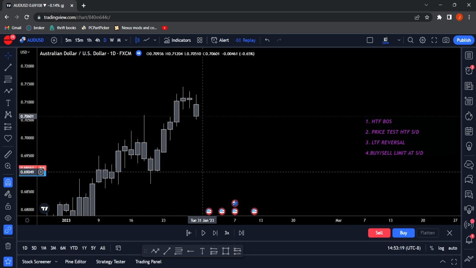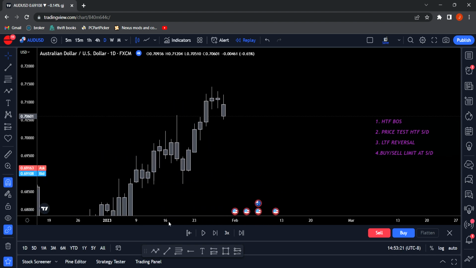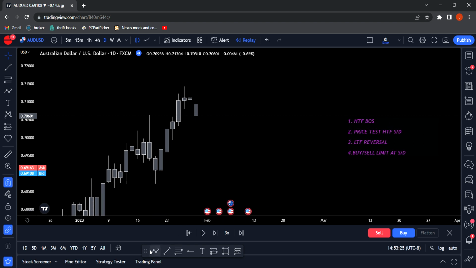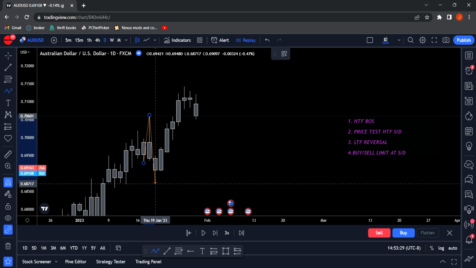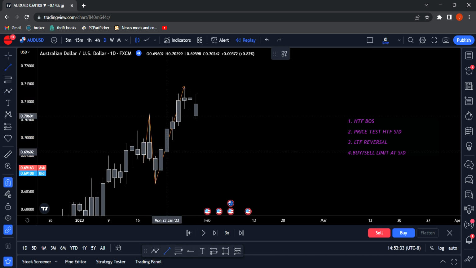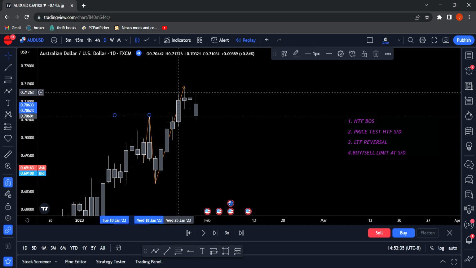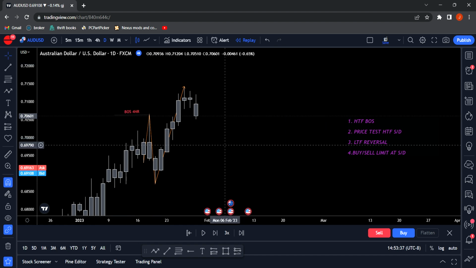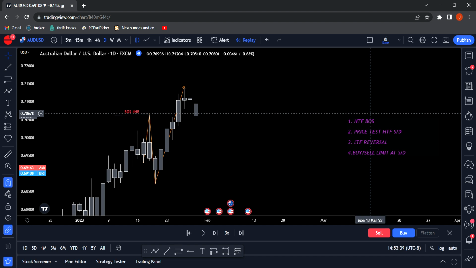I'm gonna start on the daily. I use my daily time frame to draw my 4 hour structure. You can see price made a high, a low, and then a higher high. Price broke this structure right here, and we labeled it a breaker structure. That's my first step.